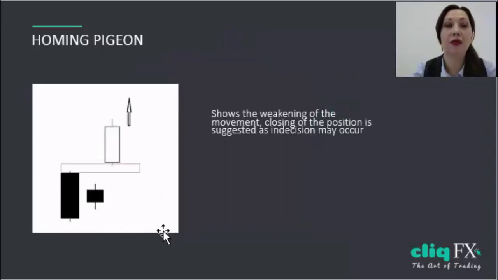Next, I would like to mention homing pigeon. It's also a signal of the reversion of the previous direction, and it was sell. So when you see two candles, because homing pigeon is a combination of two candles of the same type, and of course it's black and sell. First candle as a confirmation of the signal. The first candle should be bigger than the next one.